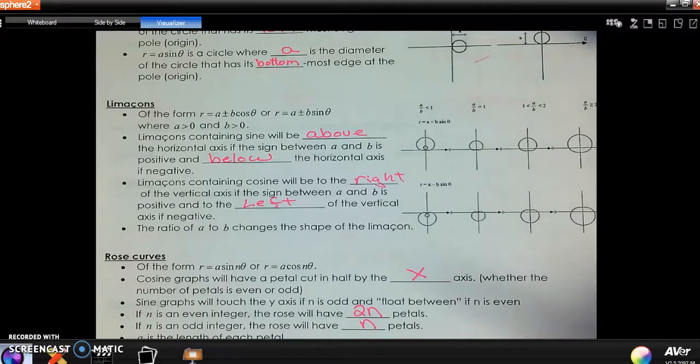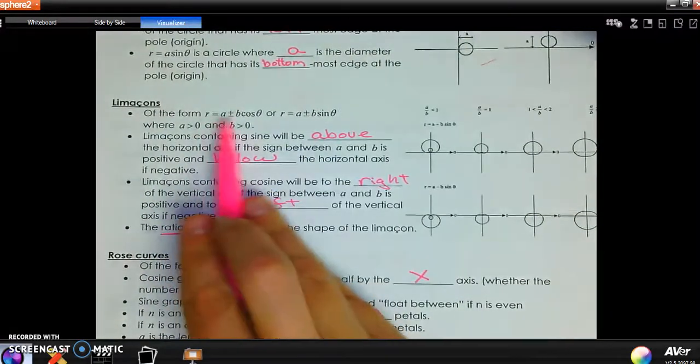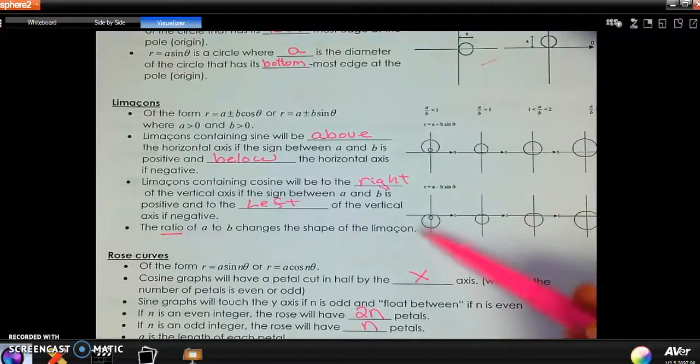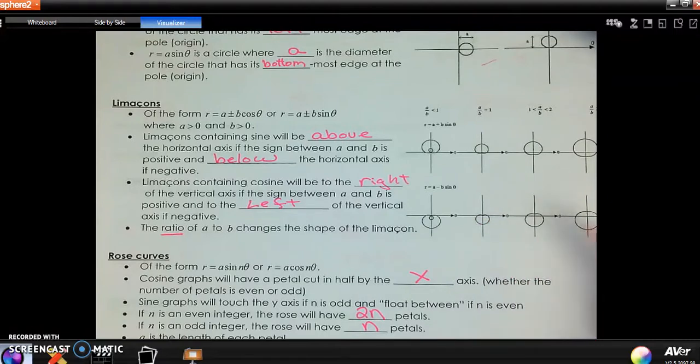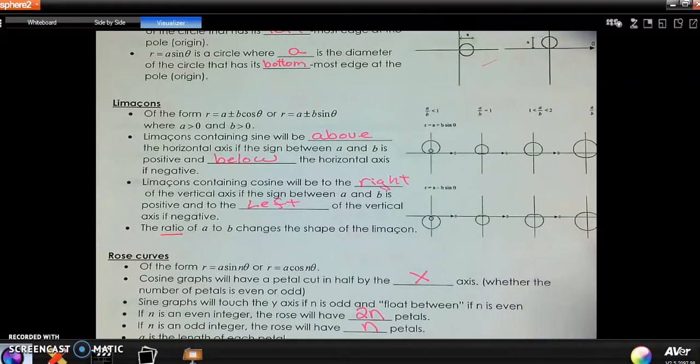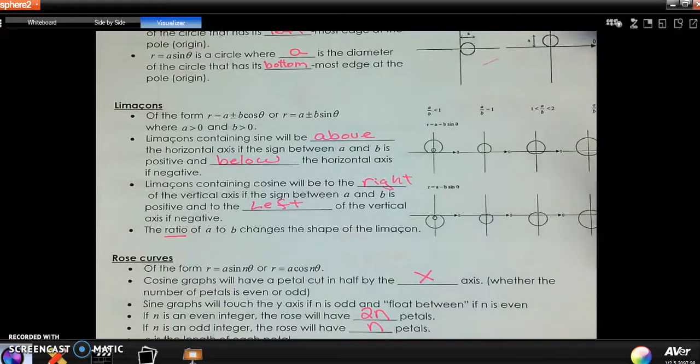And again, what's important on those is the ratio of those two numbers will determine that shape, whether you get the loop, whether you get the heart, whether you just get a little dimple, or if it almost looks like a circle with just a little push in it. It's more like it flattens out versus the dimple.